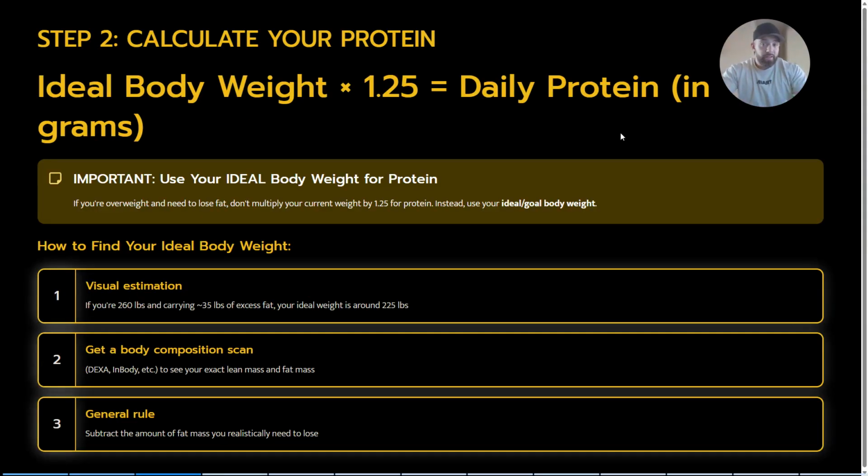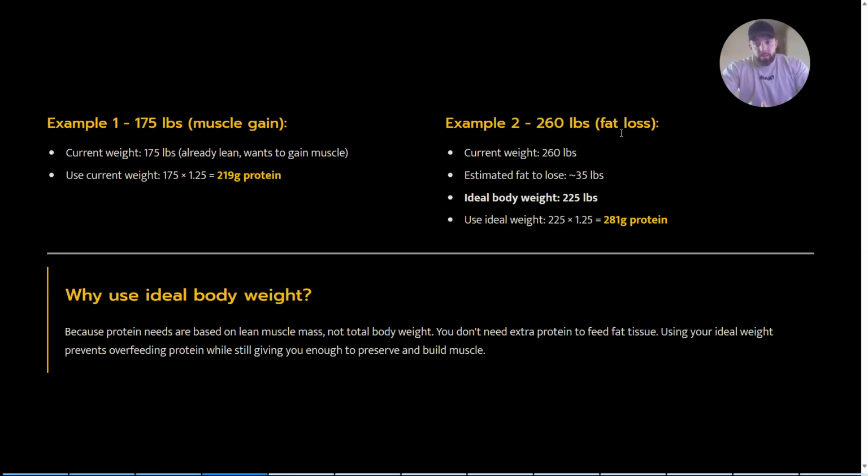Obviously, if you're 175 pounds, we're just doing 175 times 1.25. So 175 times 1.25 is 219 grams of protein. If you're trying to gain weight in a bulk, have a hard time putting on muscle, 219 grams of protein.